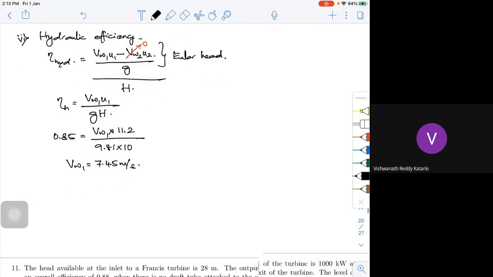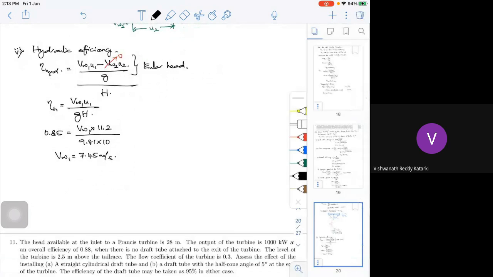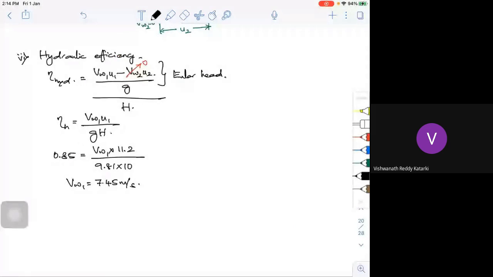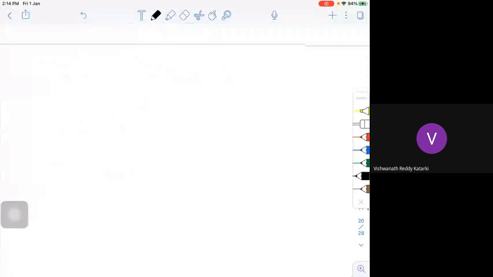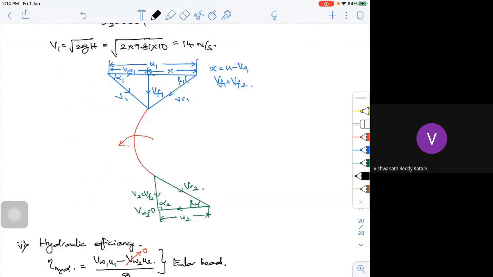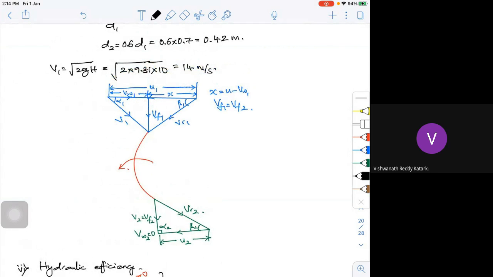Now, this is your VW1. So I need to find your other things, alphas and betas we need to find. To find that, let's consider the inlet triangle. Let's come back to this. If I look at the inlet velocity triangle, the one in blue color, tan alpha 1 is equal to opposite, that is VF1, divided by your VW1. VW1 just now we found at 7.45. VF1 is 8.4, we found that also. Take the ratio of it, take tan inverse of it, you will get your alpha 1.